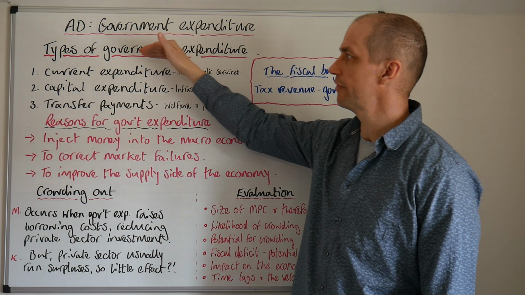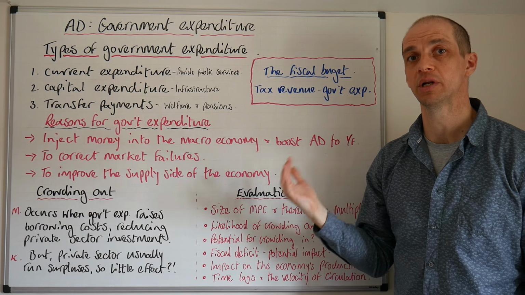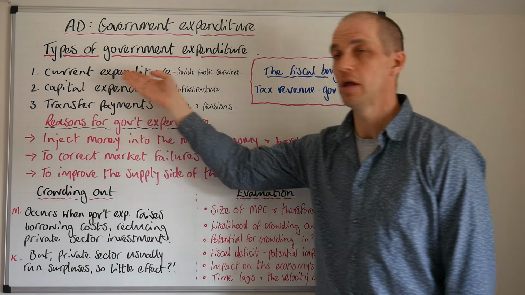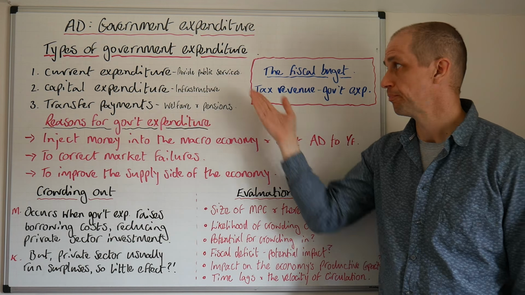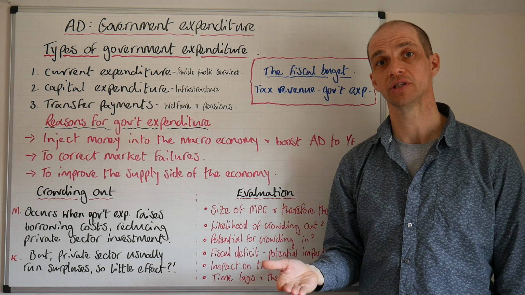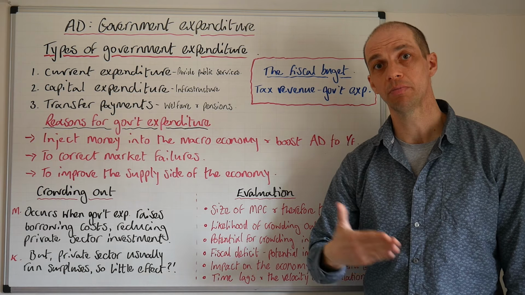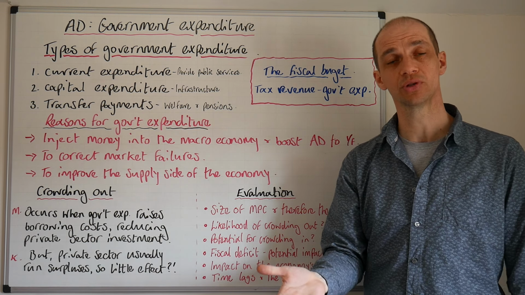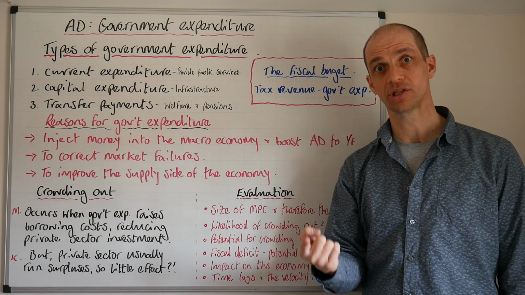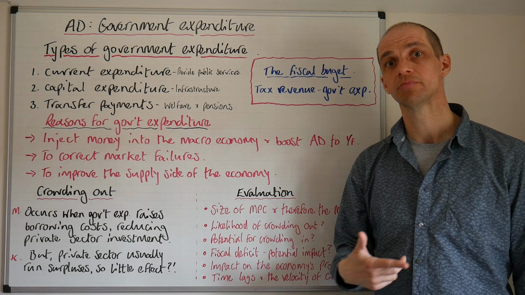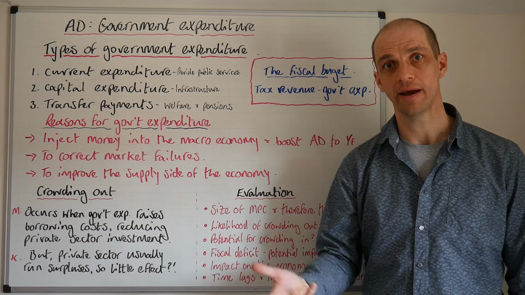So let's have a look at the different types of government expenditure that can be undertaken here. First one is about current expenditure. This is year-on-year provision of public services. So it's about providing pure public goods and quasi-public goods. Examples there, of course, would include things like street lighting, emergency services, as well as providing education, healthcare.